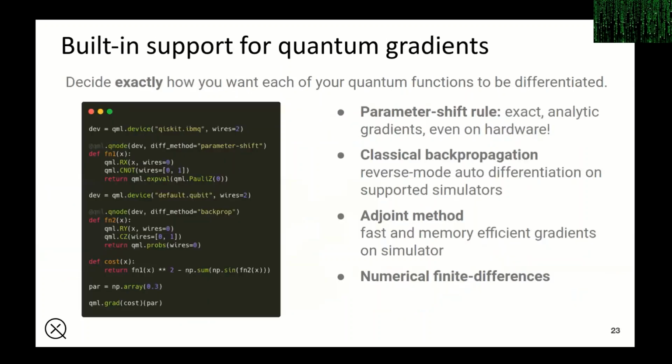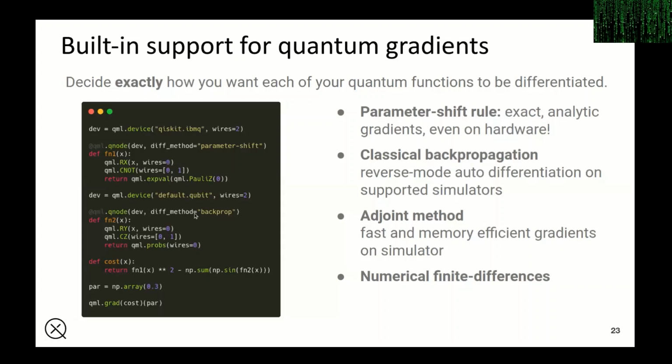Going a little bit more in depth into how you can get gradients, what you do in PennyLane is define the diff_method argument when defining a quantum node. You define this differentiation method. For example, when using a hardware device, you can just set it to the parameter shift rule. This will, in effect, get the gradient of a quantum circuit by evaluating the quantum circuit multiple times. If you are using a simulator device, you have multiple approaches that you can choose from.